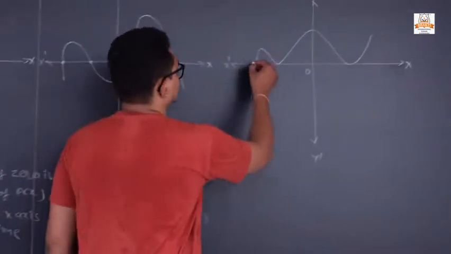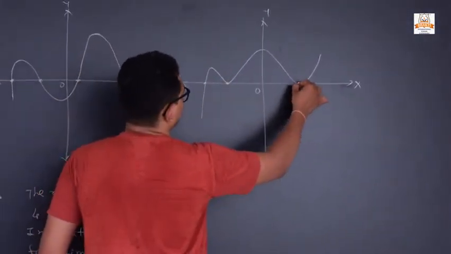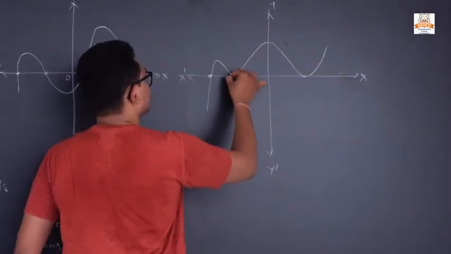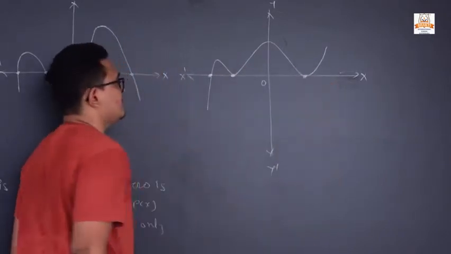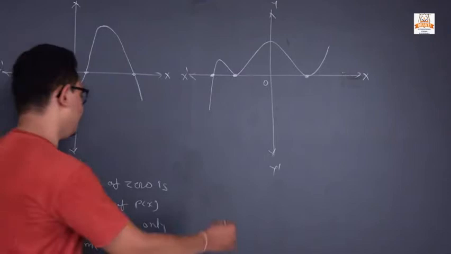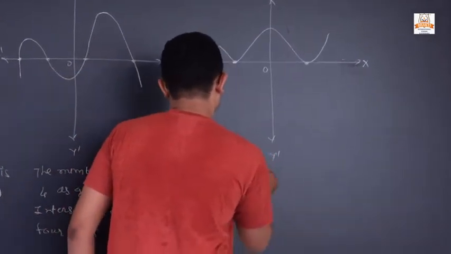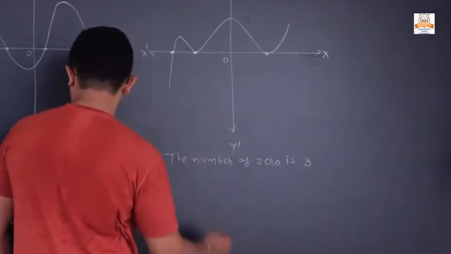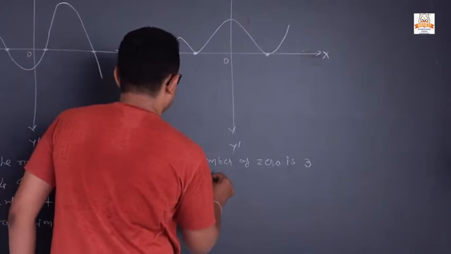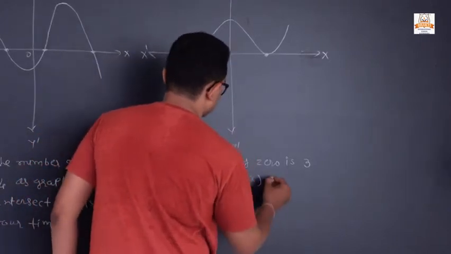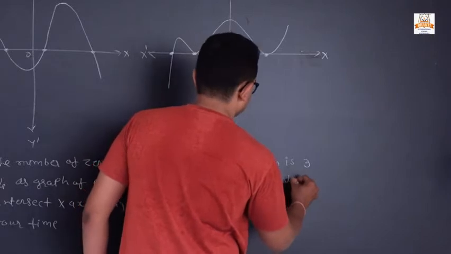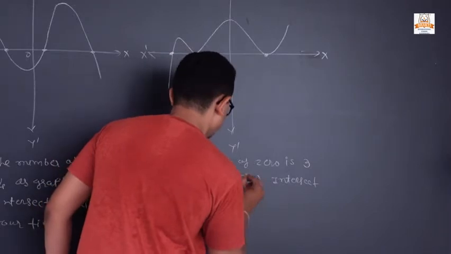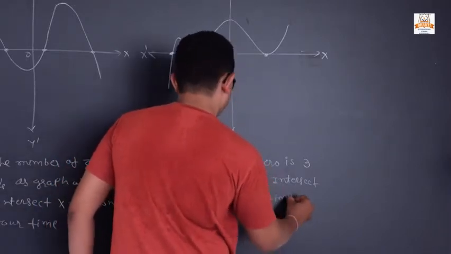Last one. 1, 2 and 3. So this graph cuts the x-axis how many times? 1, 2 and 3. So how many zeros do they have? 3. We can write like that: the number of zeros is 3, as the graph of p of x intersects the x-axis only 3 times.